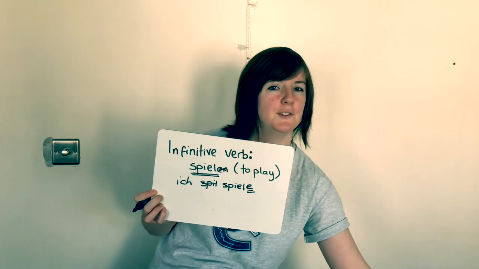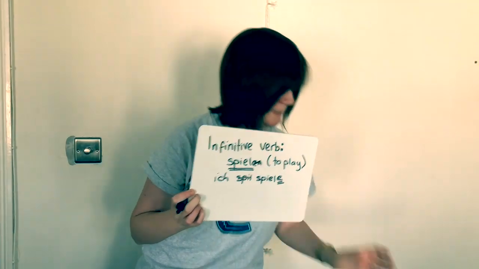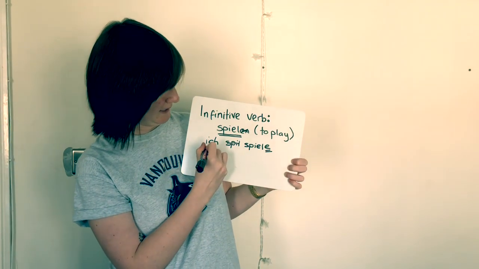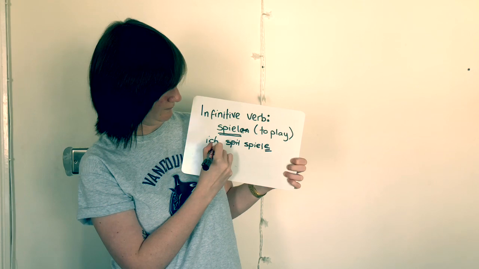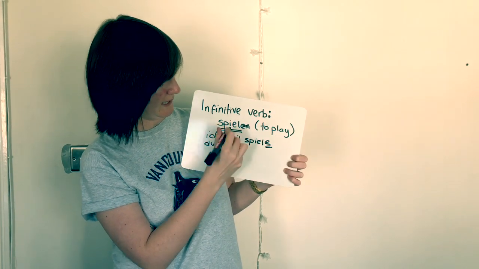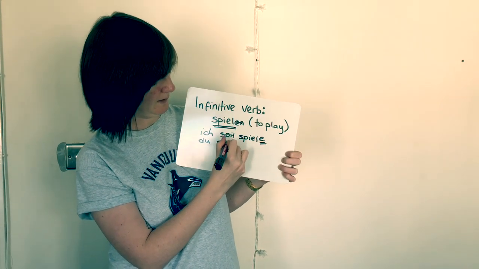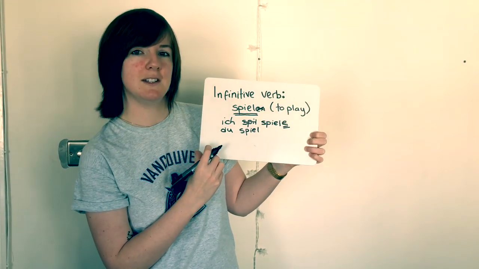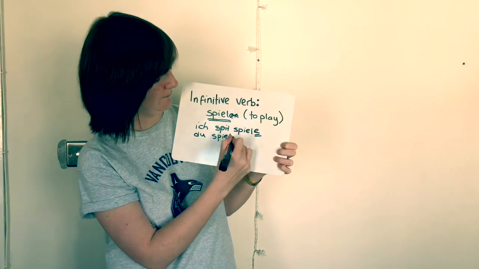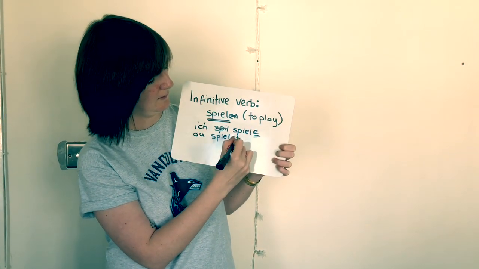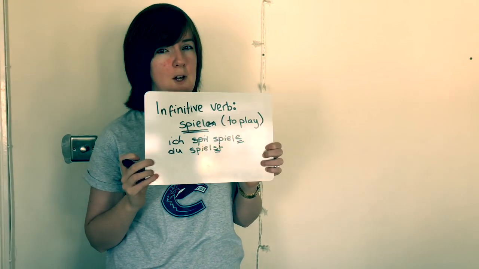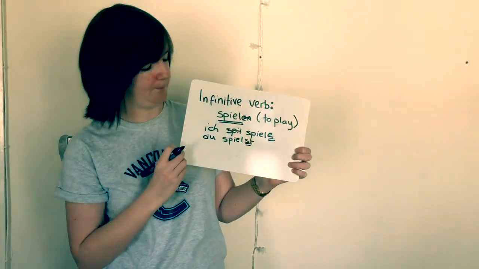But what if I want to say to Wolfgang, you are playing? I'm going to add a different subject because I'm not talking about myself anymore. I'm going to add du. Then I'm going to add my stem. And then I'm going to add the second person ending, which in this case is st. Now obviously you have to learn these endings, but these will work for all regular verbs. That means regular verbs that follow this pattern.